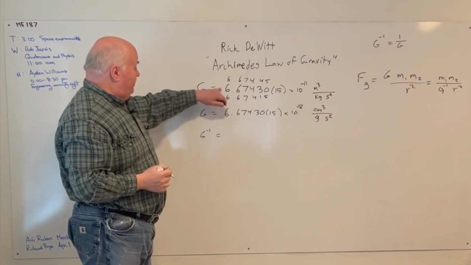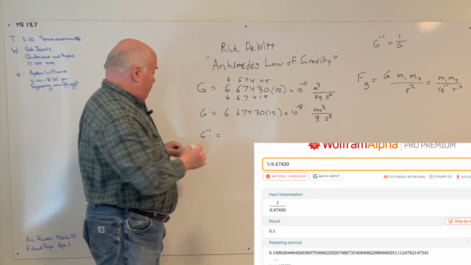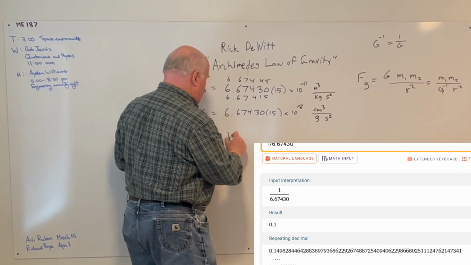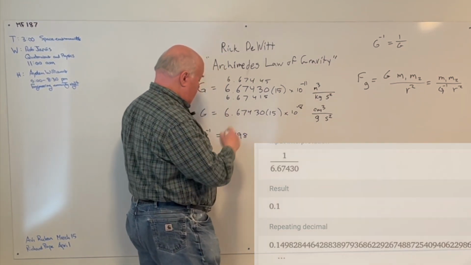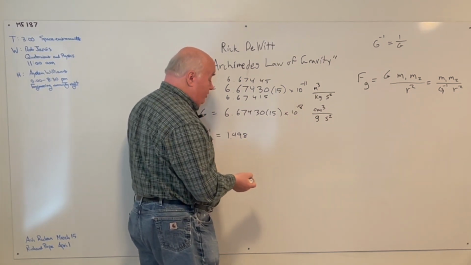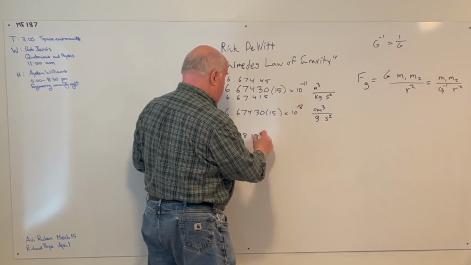So what's the inverse of 6.67430? It's a very familiar friend. It's 1.498. Okay, any more digits? Let me grab, I gotta put it in manually.